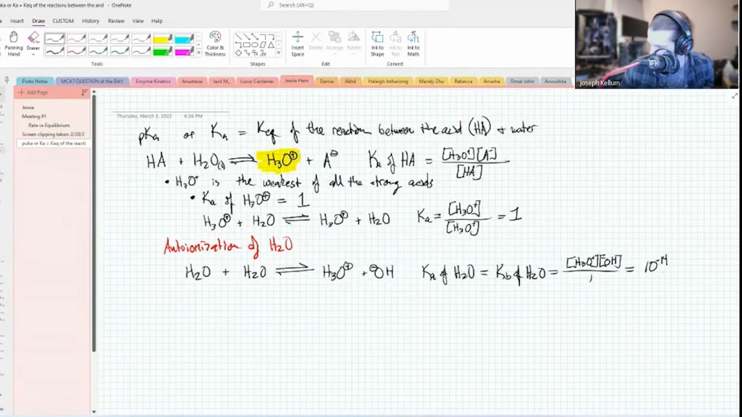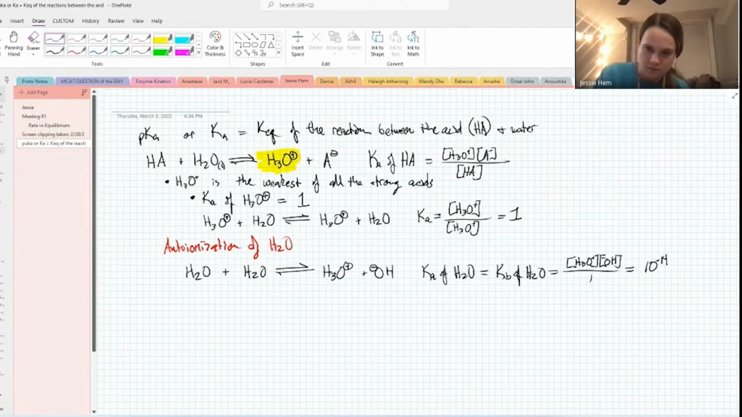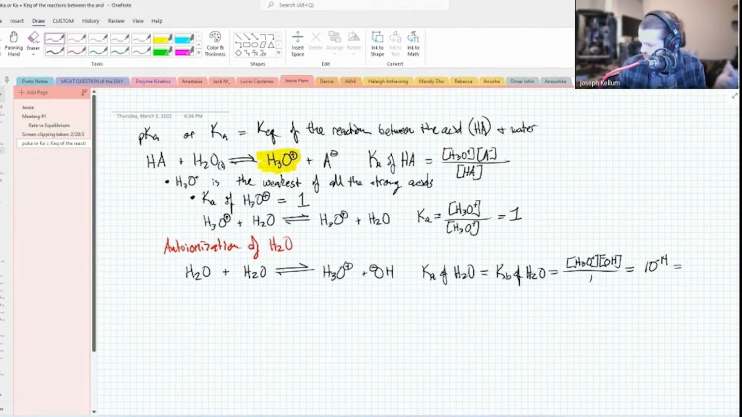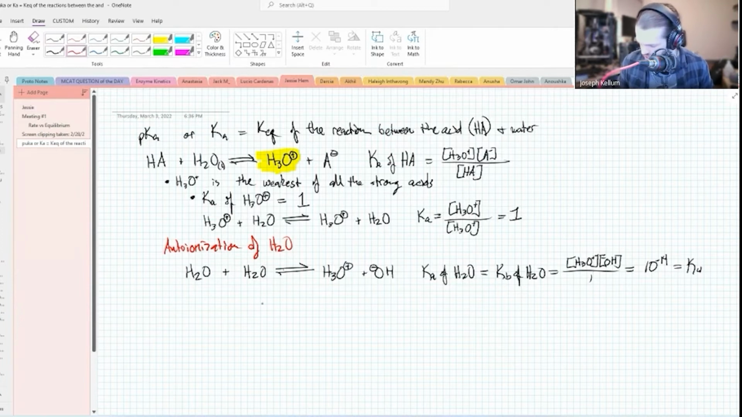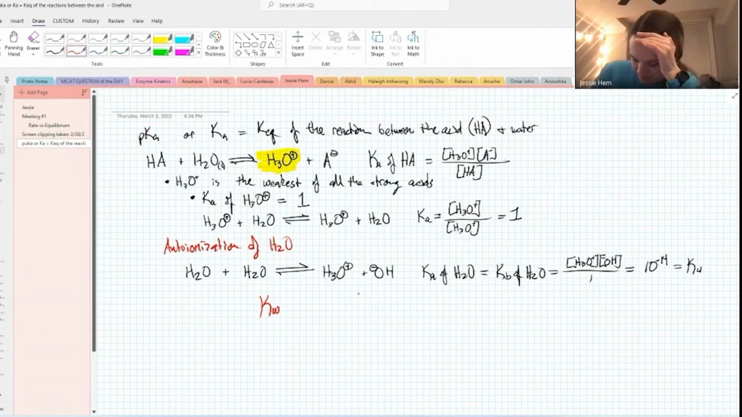Because it's both the Ka of water and the Kb of water, they're both 10 to the minus 14. So because of that, we just call this the Kw. Kw is equal to the Ka of water, which is equal to the Kb of water, which is equal to 10 to the minus 14. That number is really important because it defines this equation for us. There's a bunch of important acid-base equations, and this is definitely one of them.